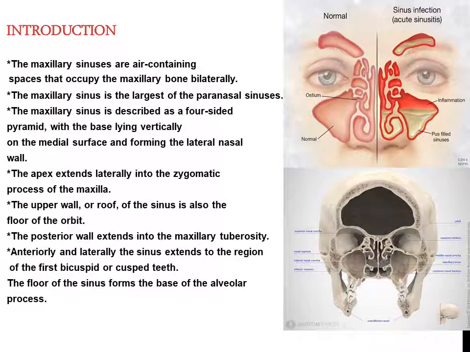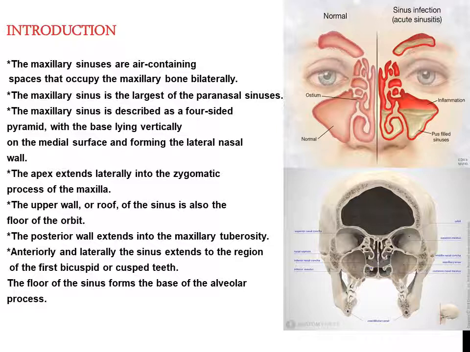Introduction. Maxillary sinuses are air-containing spaces that occupy the maxillary bone bilaterally. It is the largest of the paranasal sinuses. Maxillary sinus is described as a four-sided pyramid with the base lying vertically on the medial surface and forming the lateral nasal wall. The apex extends laterally into the zygomatic process of the maxilla.